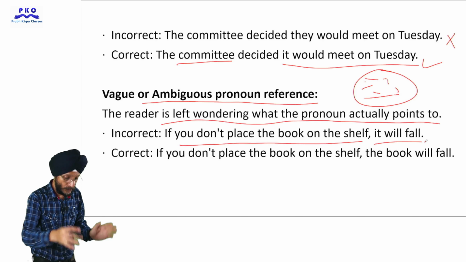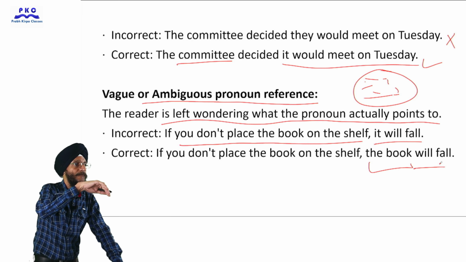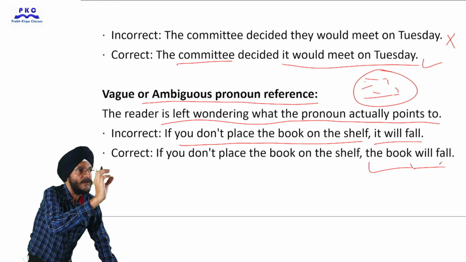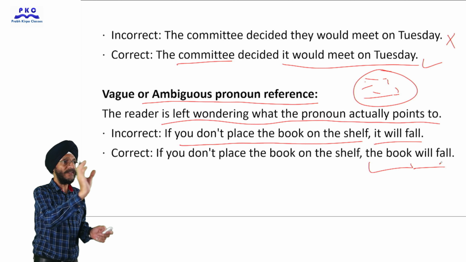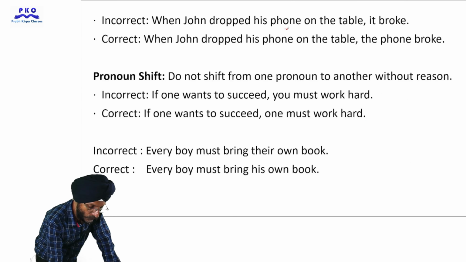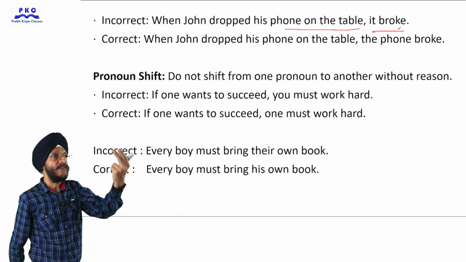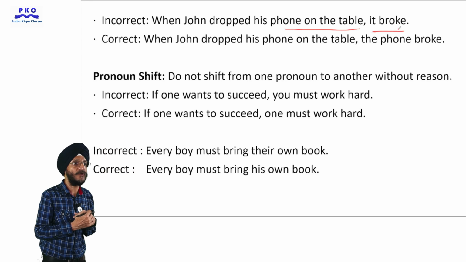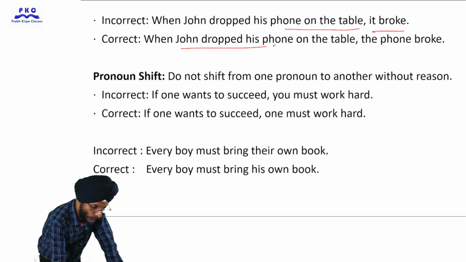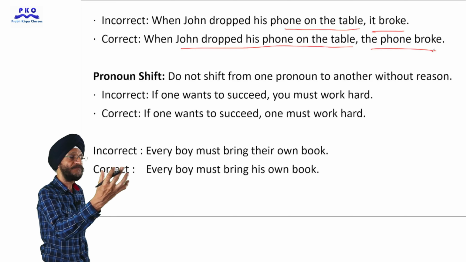So to clear that, we will repeat the word and write, the book will fall. We have to repeat the word book to clear the sentence. Next is when John dropped his phone on the table, it broke. What broke? Whether the table was broken or the phone was broken, it is not clear. So to clarify, we have to write, when John dropped his phone on the table, the phone broke. The pronoun has to be clarified.